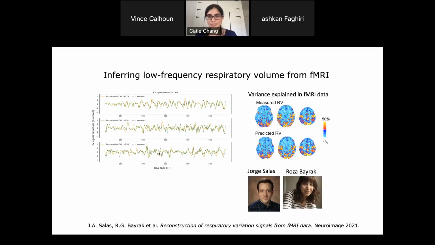So this work was led by Jorge and Rosa in our group, and these were various single subject examples showing the actual versus predicted changes in low frequency respiratory volume over the scan. And this is just a sample of various degrees of accuracy. So this was a good performing one, and then we get to medium, lowish performing ones. And then this is an example of using the measured versus the predicted respiratory waveforms to map across the brain which regions had fMRI signal correlated with that waveform, and we can get them to match pretty well.